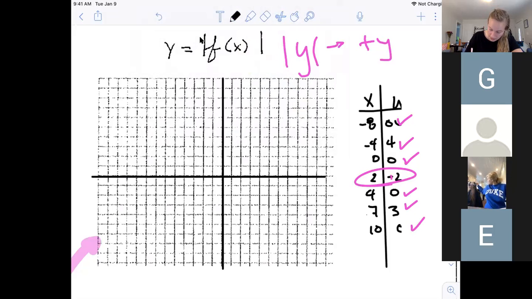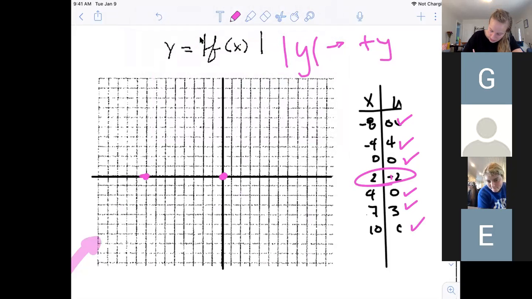I put my axis on the page, and then I go graph. Again, I've got a lot of the same points. When I do this, I like to graph my zeros first. There's no real reason. I just think it helps me center my graph. You are welcome to also do that.